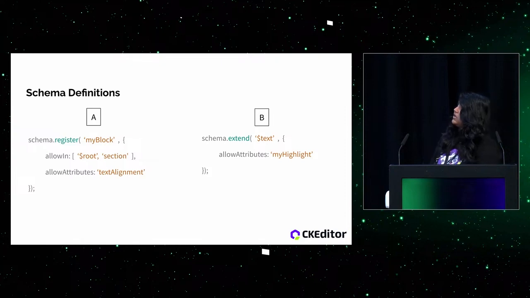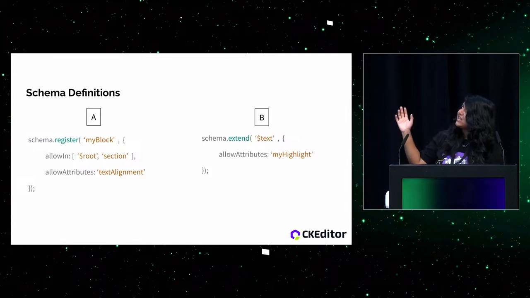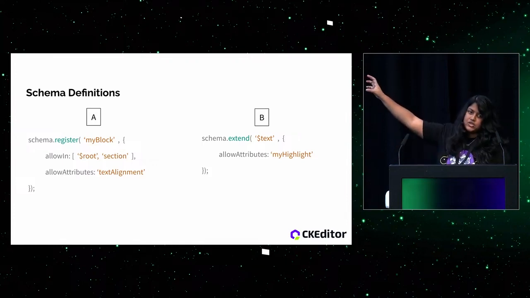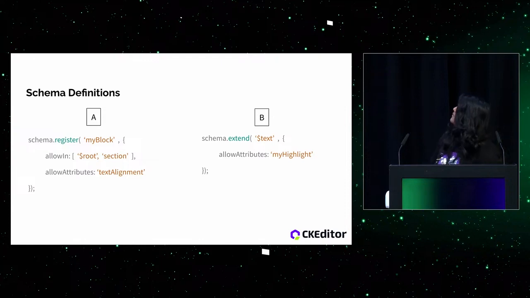So here you see my block element, which is allowed in a root element and in the section element, right? And what you can see is that we also have allow attributes, which is another part of the schema definition, and you can allow text alignment attributes for my block. So that's how you're defining my block when you are going into this application.